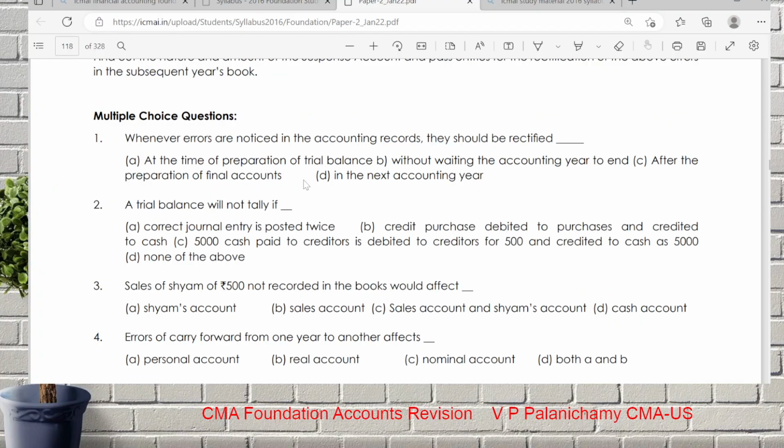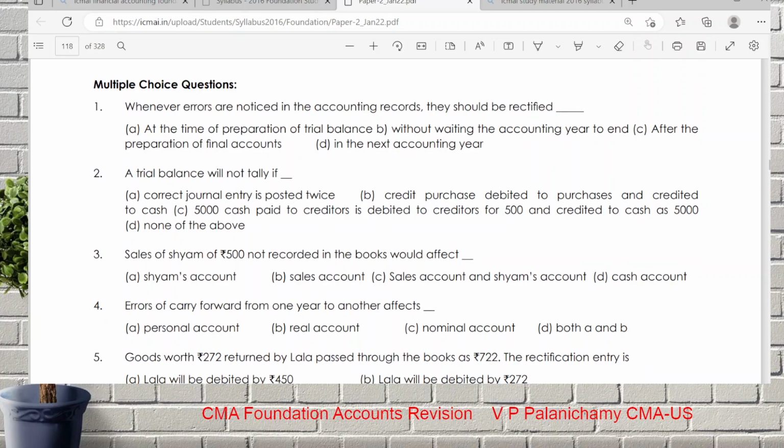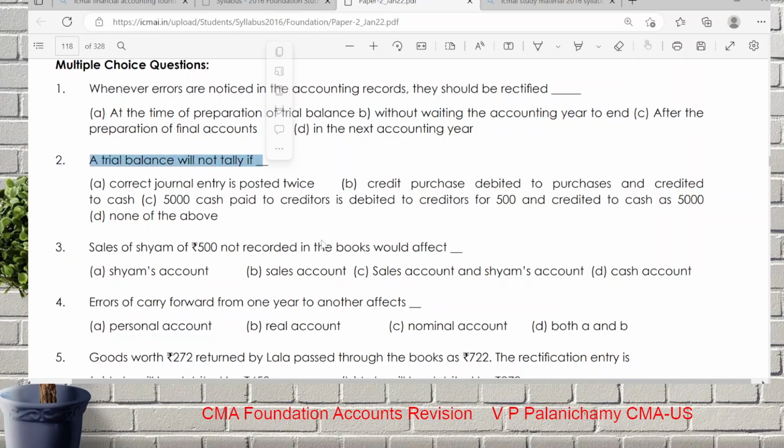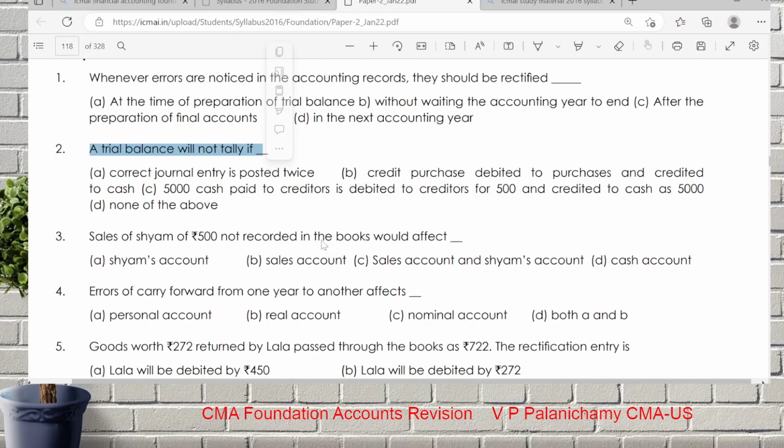We will do some of the multiple choice questions. Whenever errors are noticed, the accounting records, they should be rectified epo. At the time of preparation of trial balance and without waiting for the accounting year end, after the preparation of final accounts in the next year. Errors kandupidicha odane immediate rectify பண்ணுங்க without waiting for the accounting year end. Trial balance will not tally. எப்போ tally ஆகாது?